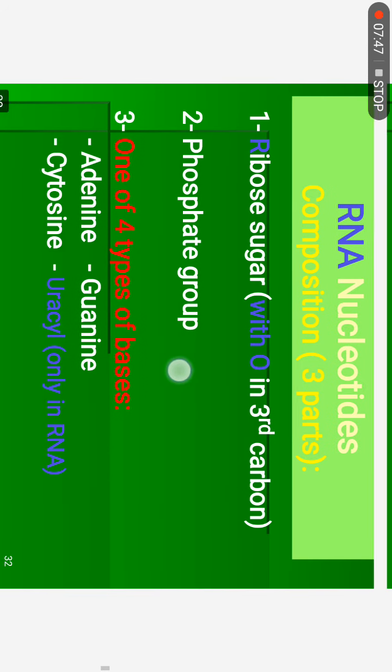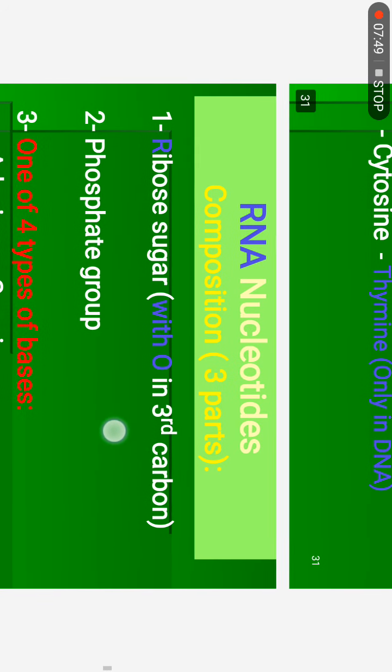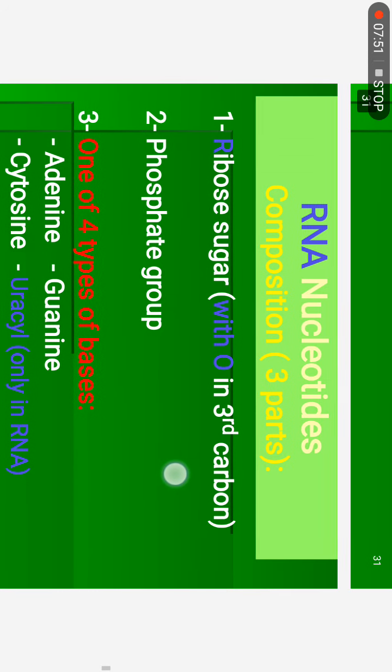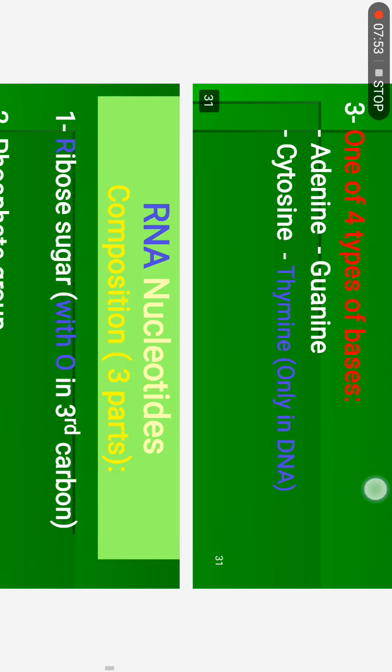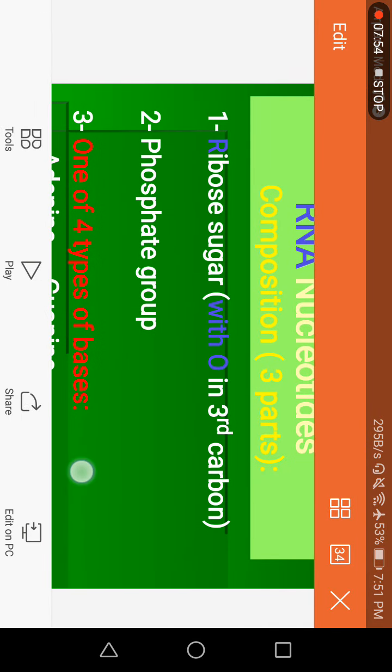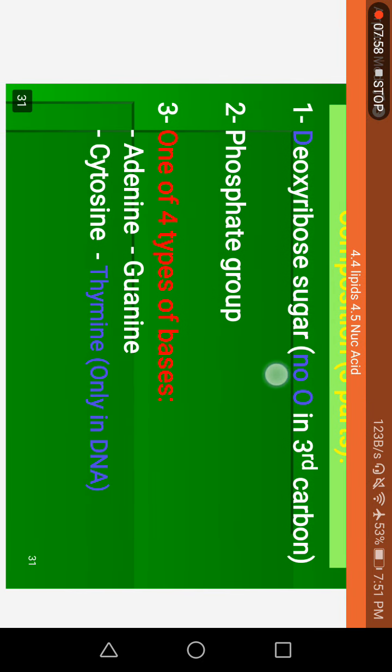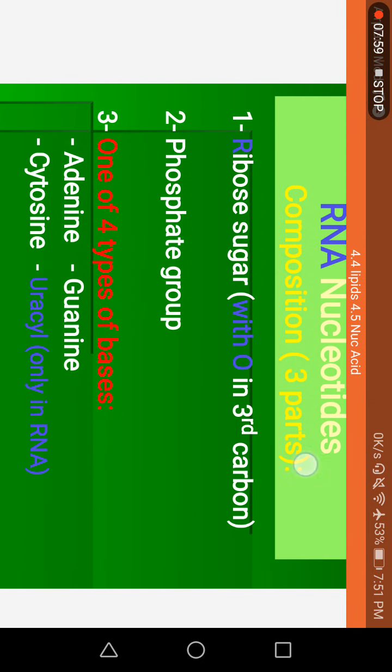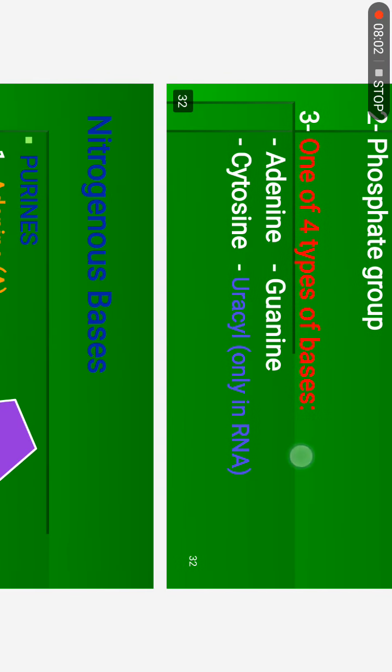The rest are the same. You have the phosphate group, and you have the ribose sugar. So the difference between DNA and RNA is this: one is the sugar, another one is the bases. Then one more difference we will see later.